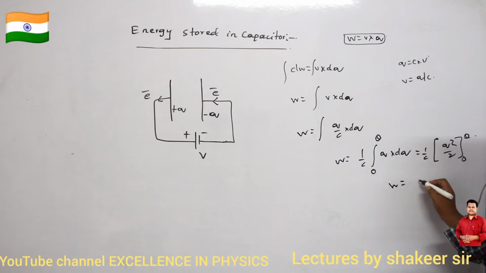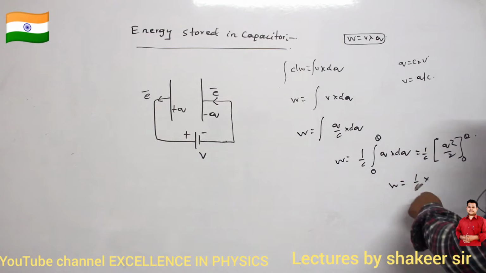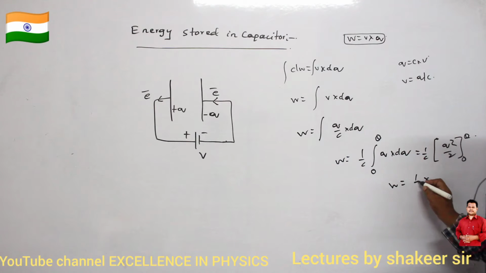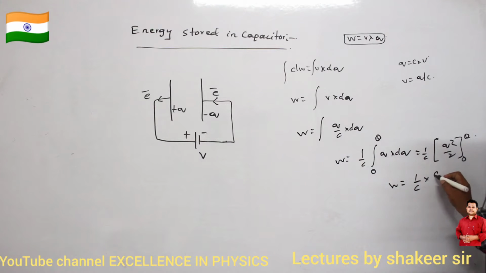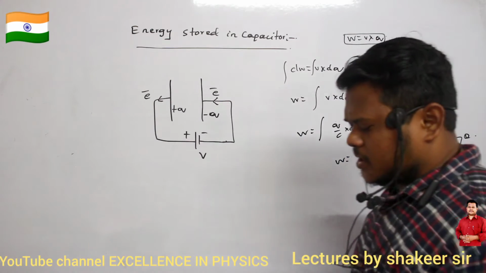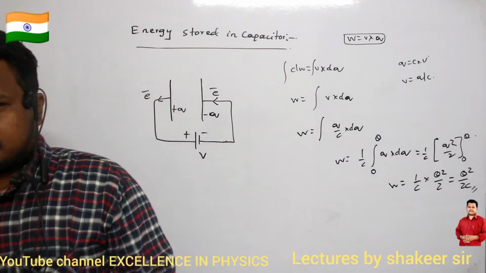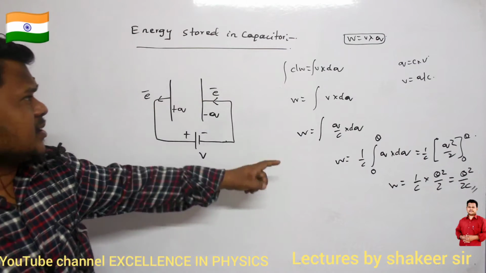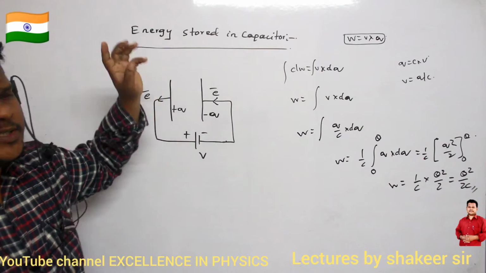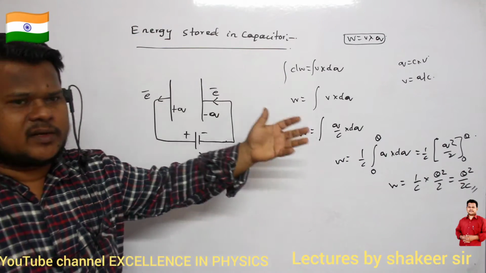So work done is equal to 1 by C into Q square divided by 2. Therefore Q square divided by 2C. That will be our equation for work done to charge the plates of a capacitor. Are you able to understand? And that work done will be stored as energy in the capacitor in the form of electric field.